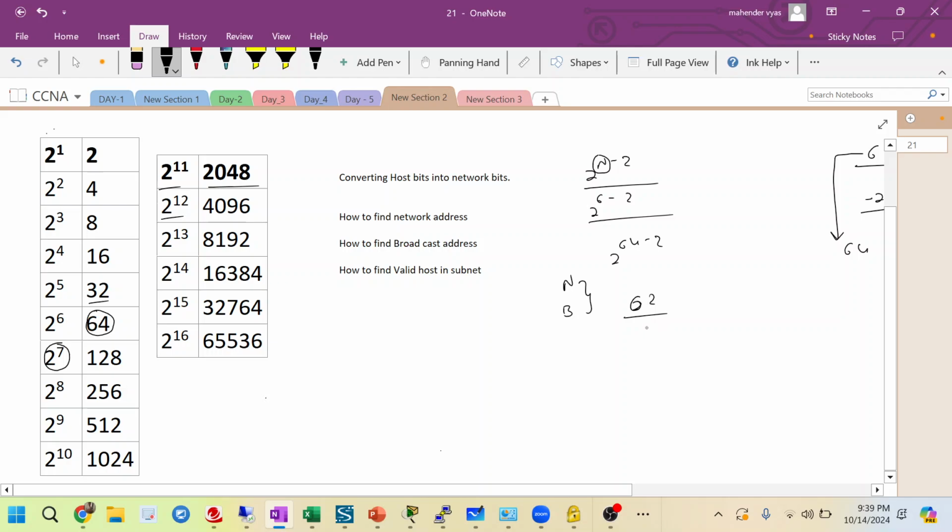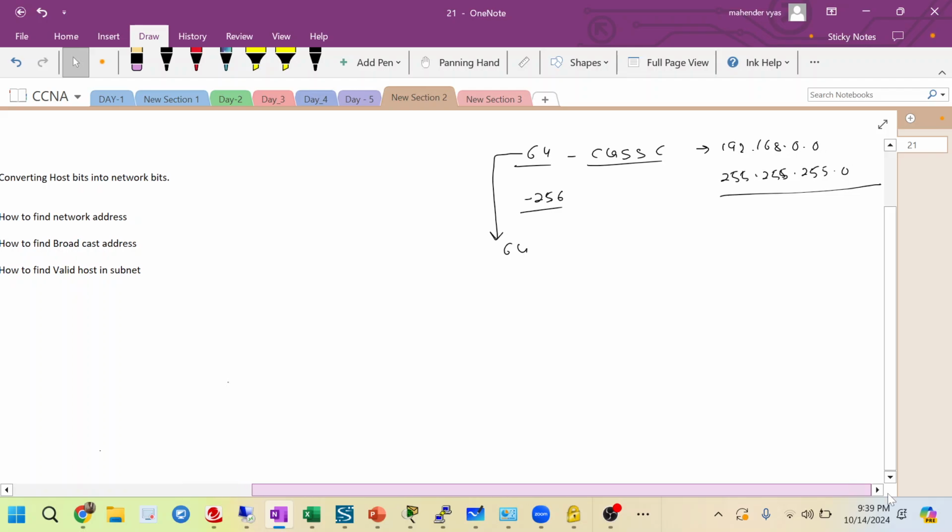You got my point? So we should not take the exact requirement, we should take a higher number. Suppose your requirement is 60, then you can take 2 power 6. But if your requirement is 64, you should not take this; you should take the number above. So we will take 2 power 7 here as per our requirement.